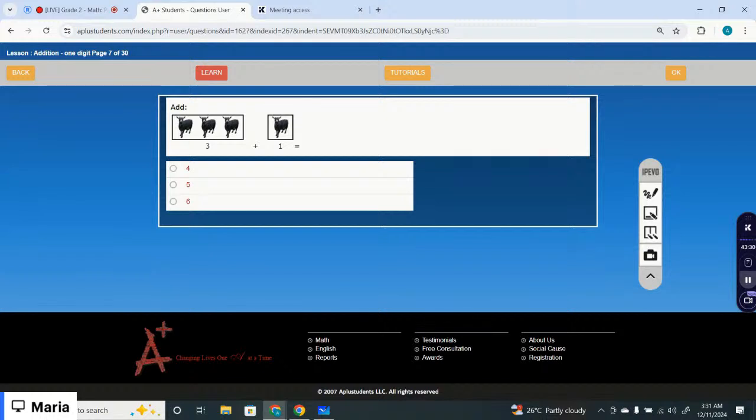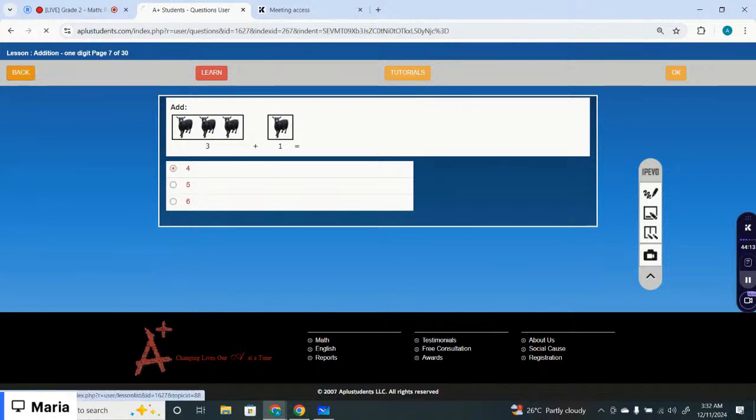Add 3 plus 1, so which is the correct option? The correct option is 3 plus 1 is 4. Option number 1 is the correct option.